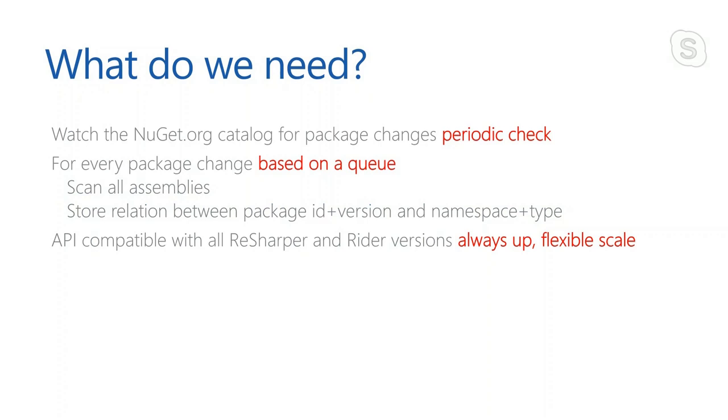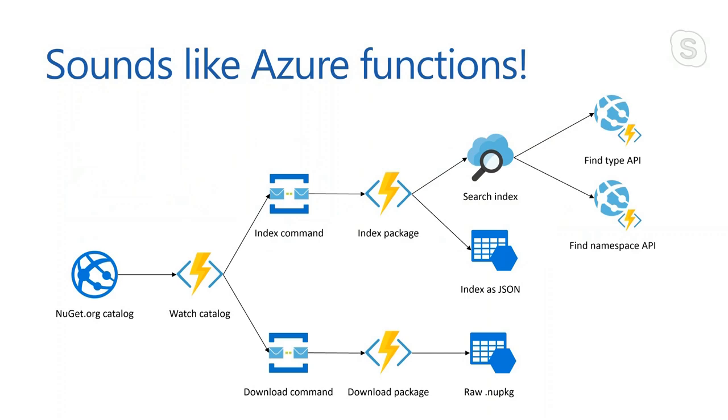Now, those two first things, that periodic check and the fact that we have a queue to run all of the stuff there and make something happen based on a message that appears in that queue, kind of sounds like making use of Azure Functions. So, sounds like Azure Functions. Let's see what we can do.